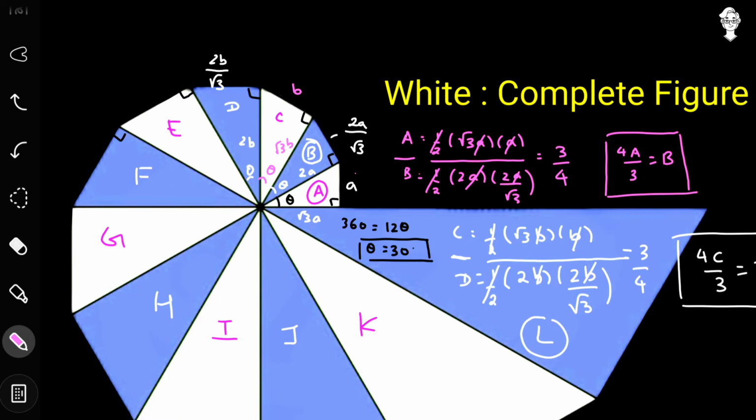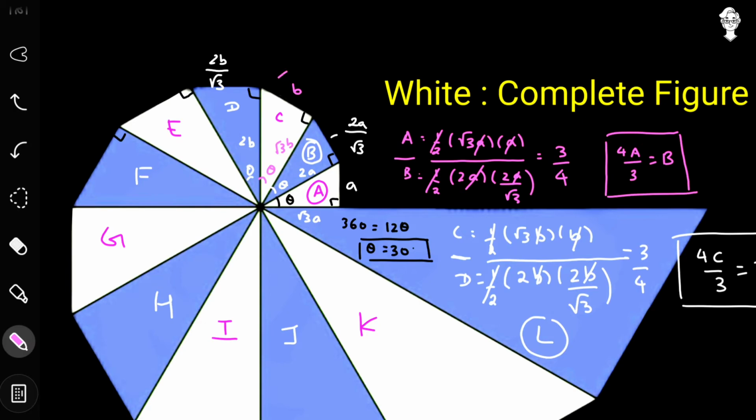Now as we found B in terms of A, we started the solution by taking the height of this white triangle as equal to A and then finding all the things between these two continuous triangles in terms of A, and got the ratio that B is going to be equal to 4A upon 3. The same thing we did to find D in terms of C.